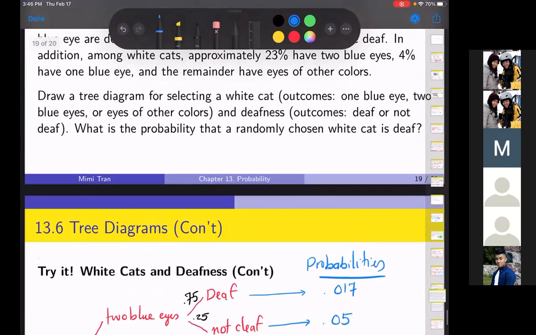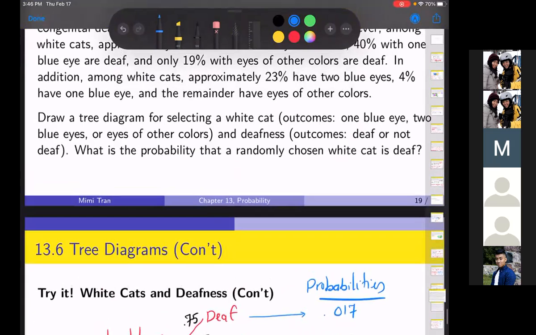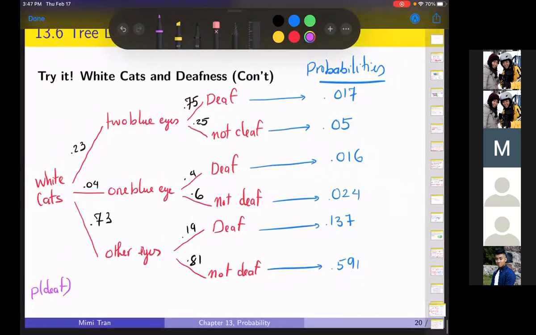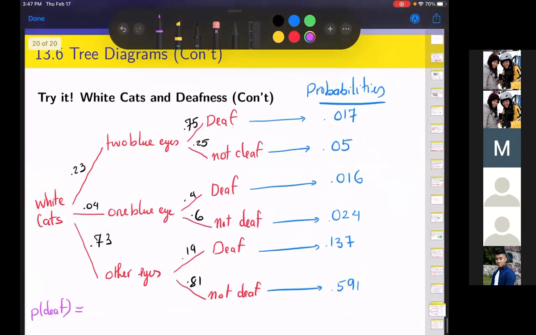All right, what is the question asking? They're asking for the probability of deafness. What is the probability that a randomly chosen cat is deaf? So they want P of deaf. A randomly chosen cat is deaf. That means you want to pick the deaf branch. That branch, you add it together. That's it.